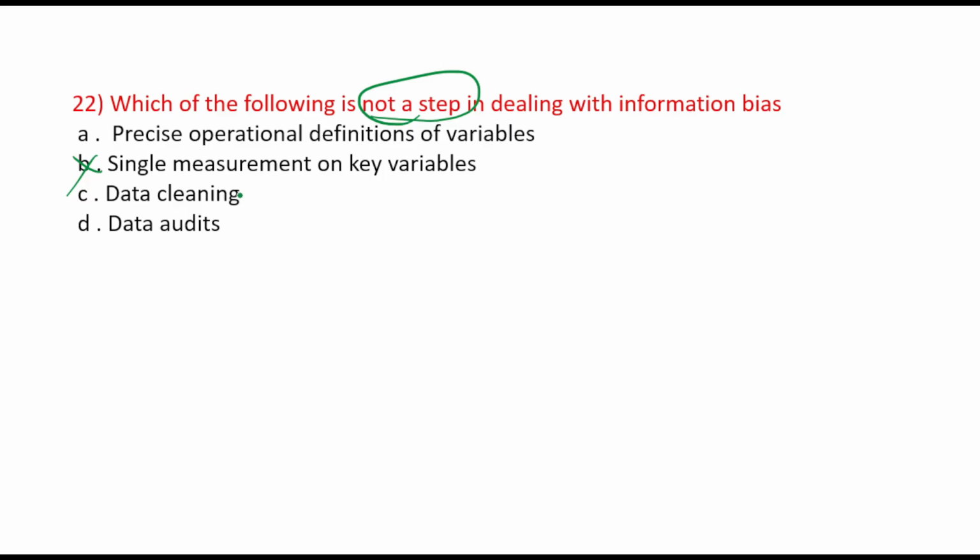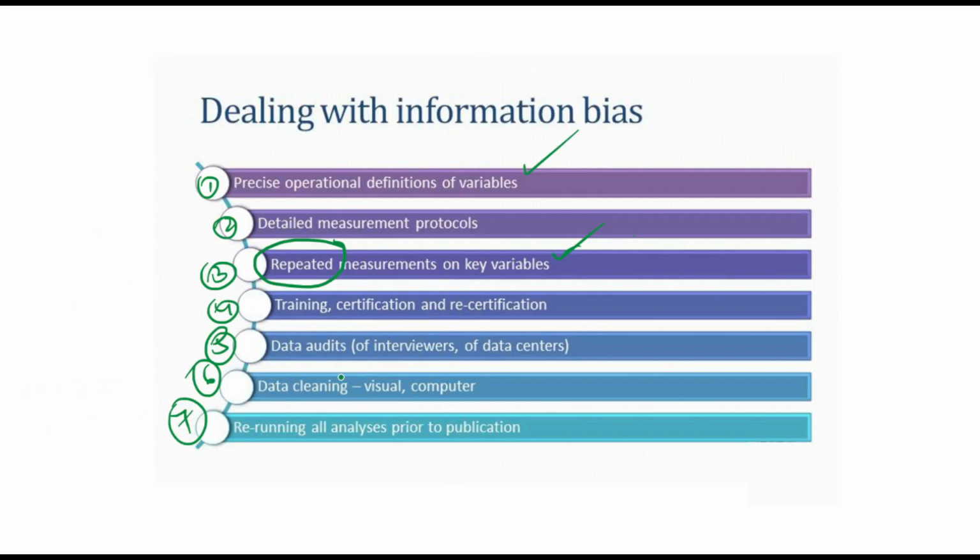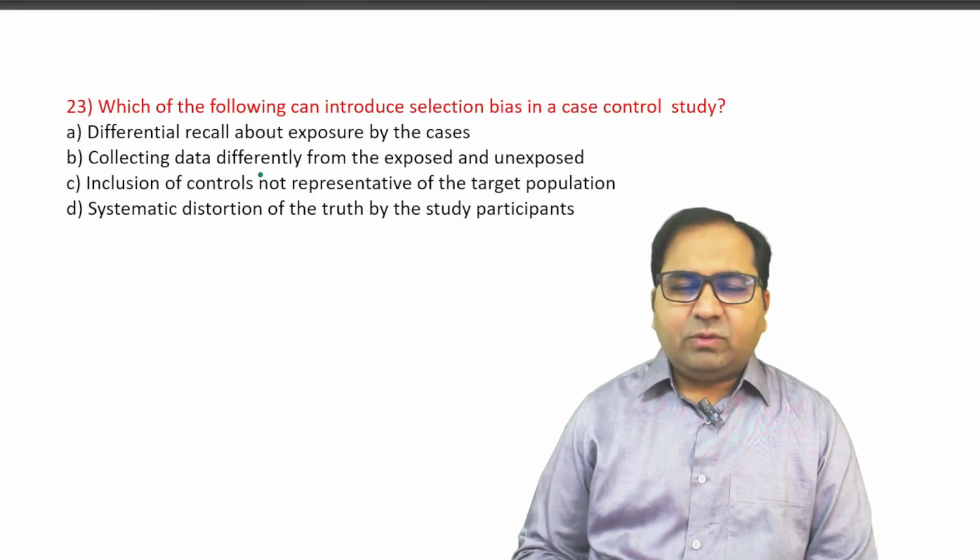Let us see the other two options, data cleaning and data audits. Are they available or not? See, data cleaning is present at the sixth step, and data audits at the fifth point. So all these things are dealing with the information bias. Please remember the answer. Let us see the next question.